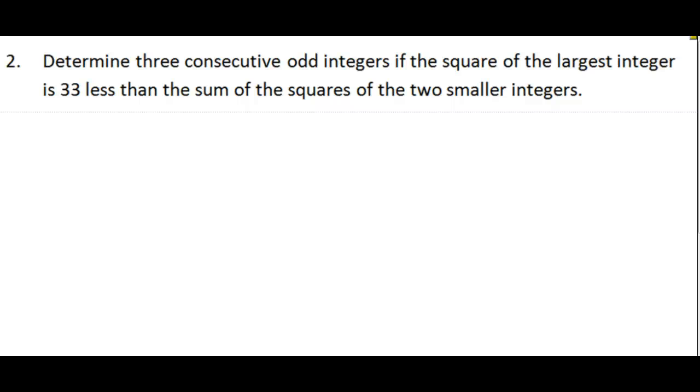Determine 3 consecutive odd integers if the square of the largest integer is 33 less than the sum of the squares of the 2 smaller integers. This is what we call a number problem. 3 consecutive odd integers. Okay, give me 3 consecutive odd integers. 1, 3, 5. Give me another 3 consecutive odd integers. 7, 9, 11.